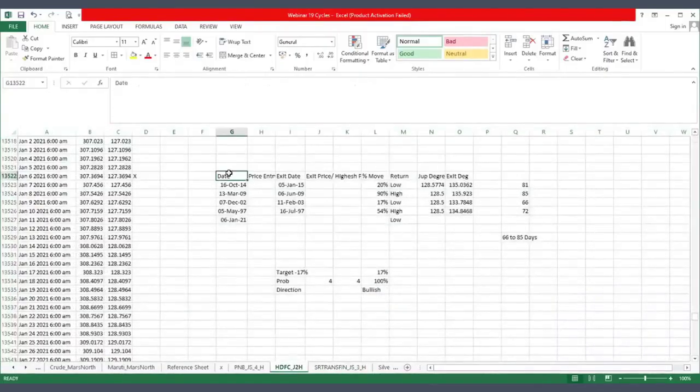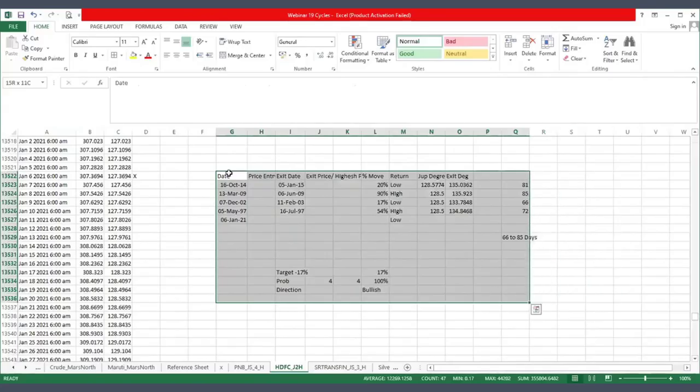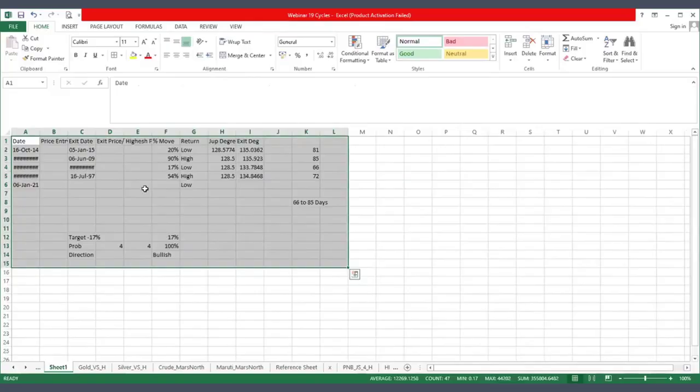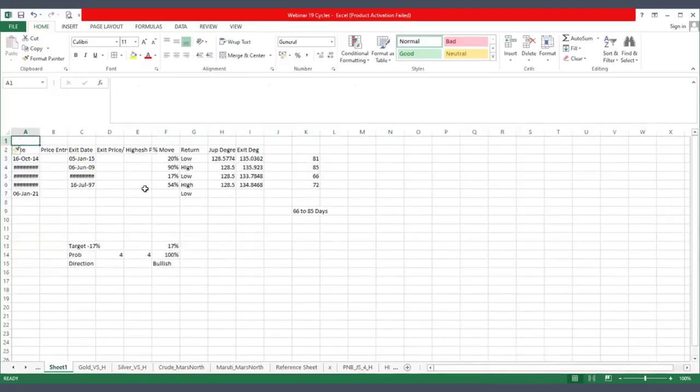So we will take this table and we will place it at some proper location so that we can view it whenever we want. This is for HDFC. HDFC Jupiter.